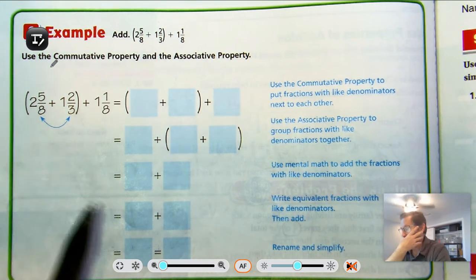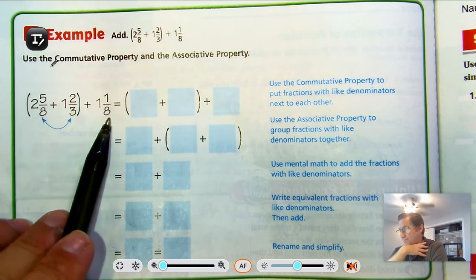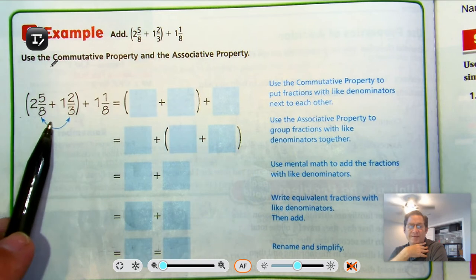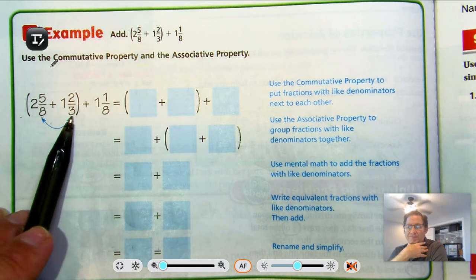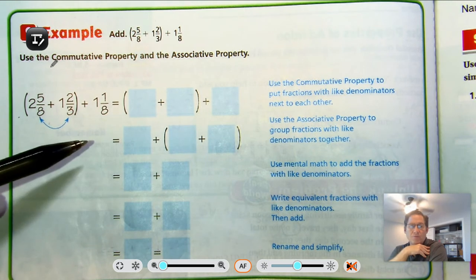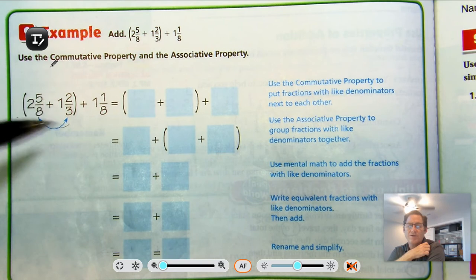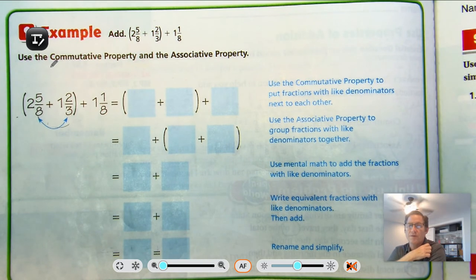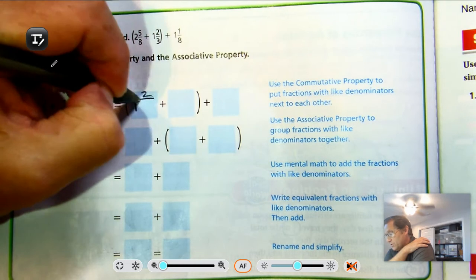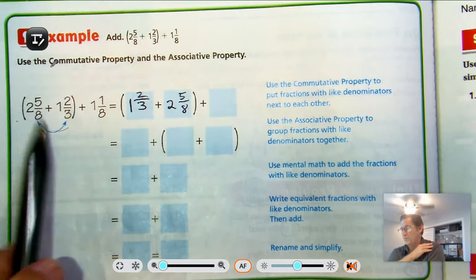Well, when I look at this one, I see this has an eighth and this has an eighth. Well, it'd be nice if we put those two together, right? To make it easier to add. But right now, the 1 and 2/3 is, in a sense, in the way. It's blocking it. It's acting like a barrier. But why don't we switch places with these? What property allows us to switch the order? The commutative property does. So let's just switch the order of the 2 and 5/8 and the 1 and 2/3.